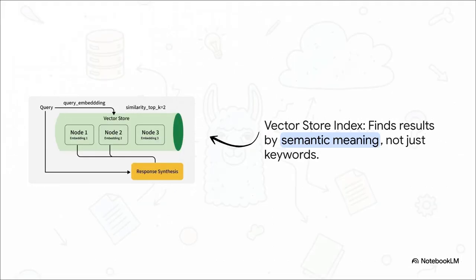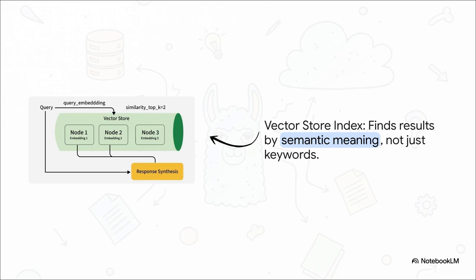Okay, now this is the one you're going to see everywhere, the vector store index. This is where the real magic is. It goes way beyond just matching keywords. It actually converts your text into a kind of mathematical representation of its meaning. It understands the concepts. So you could ask about unhappy customers, and it's smart enough to find documents that talk about client complaints or negative feedback, even if the words unhappy customers never appear.